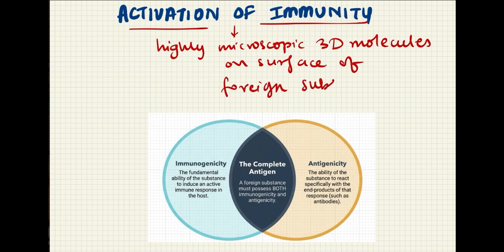The absolute non-negotiable prerequisite for this activation is immunogenicity. This is the fundamental initial ability of a substance to actively induce an immune response within the host organism. Equally vital, but distinctly different, is antigenicity. This is the subsequent ability of that exact substance to physically react and chemically lock with the highly specific end products produced by that very immune response, most notably the antibodies themselves. As we can clearly see, a true, complete antigen must.